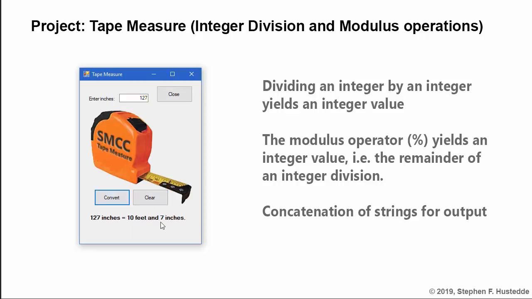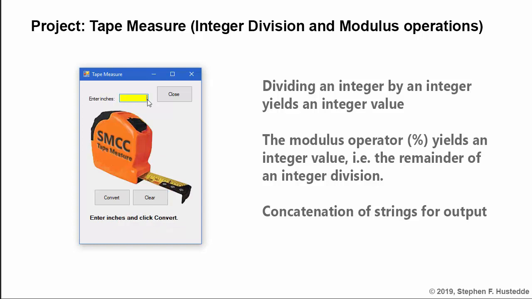And there we go. So we're going to use integer division to divide that number by 12, which will give us the number of feet, and then use the modulus operator, dividing by 12 to get the remainder, which gives us the number of inches. We also have a clear button here that clears everything.